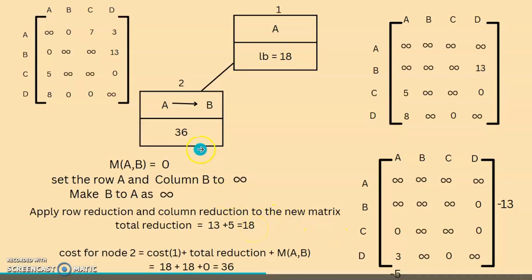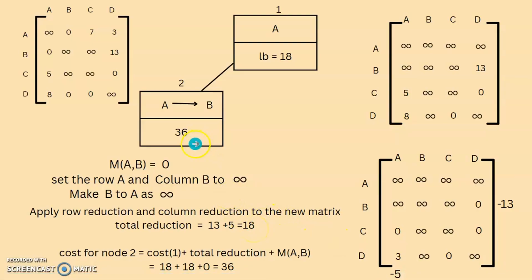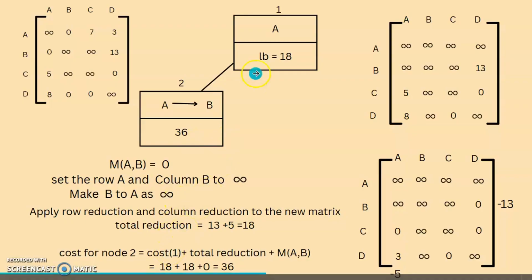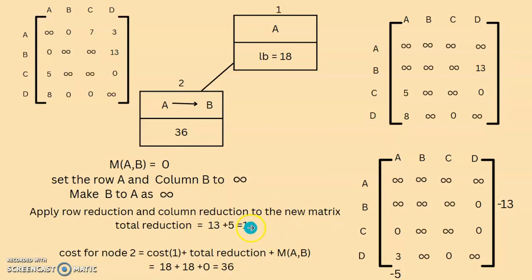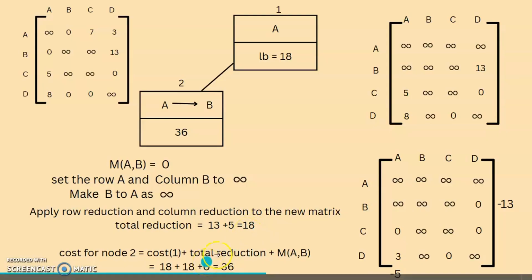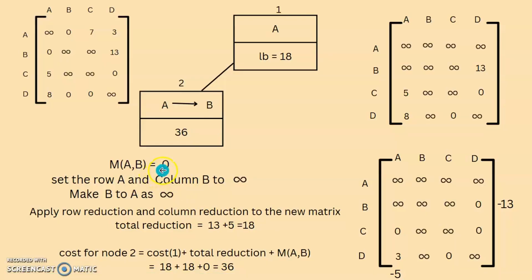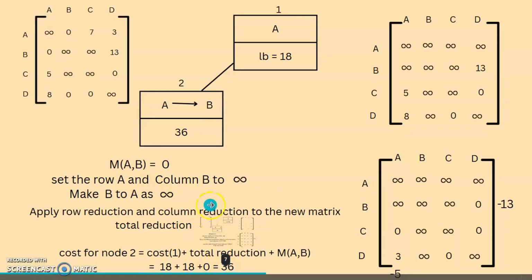So what is the cost for the new node A to B? It is the cost of 1. So what is the cost of 1? 18 we already calculated. And what is the total reduction for the recent calculation? Again that is also 18 plus, and what is the value of distance of A to B? That we have taken from this matrix, that is 0, so the value is 36. So 36 is the value for this node.